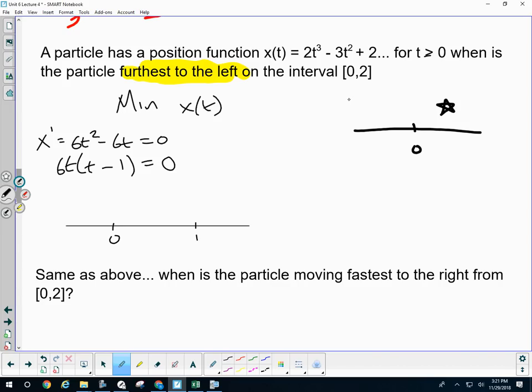Okay, now notice our interval's from 0 to 2, so man, I shouldn't have started here. I should have just started here, and then I'll end here. This is important when we're doing absolute maxes and mins. Know where to start and end. It'll help you.